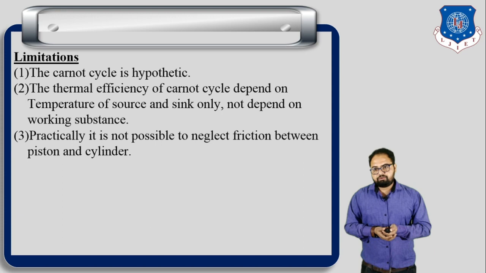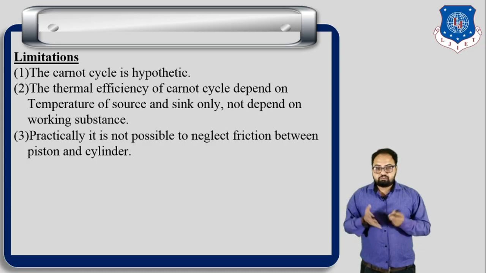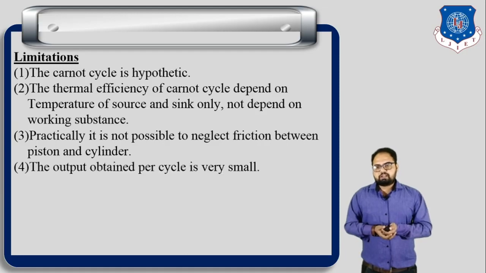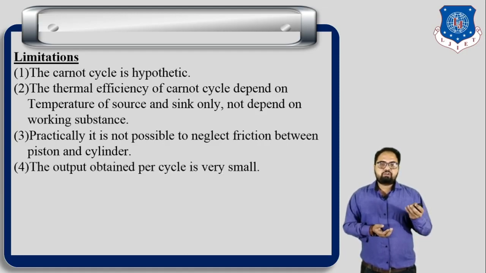So that's the limitation. Practically, it is not possible to neglect the friction between the piston and cylinder. There is always some kind of friction present between the piston and cylinder, so due to this the cycle is not possible. The output that we are getting is really very small.